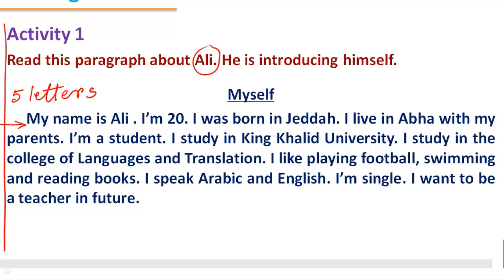So in this paragraph, all this information is about Ali. This is the first line, the first sentence of this paragraph, and this is the topic sentence of this paragraph, and then there are supporting sentences, and this is the final sentence of the paragraph.